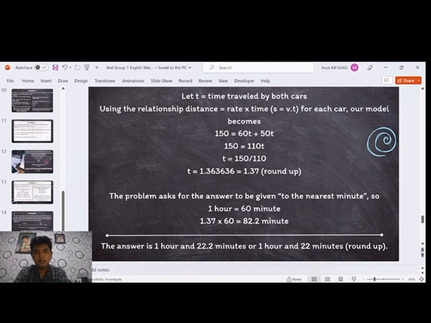So using the relationship distance is rate times time for each car, our model becomes 150 equals 60t plus 50t. 150 equals 110t. So t is 150 over 110.